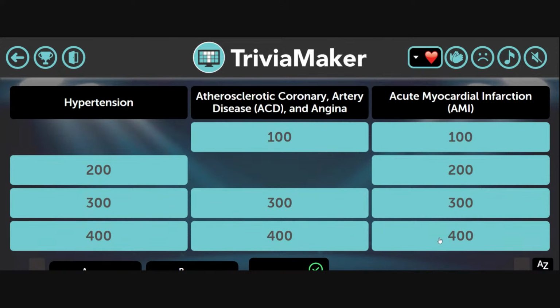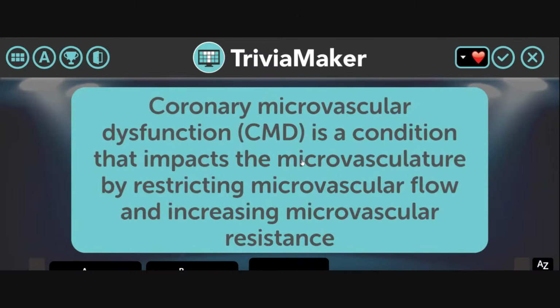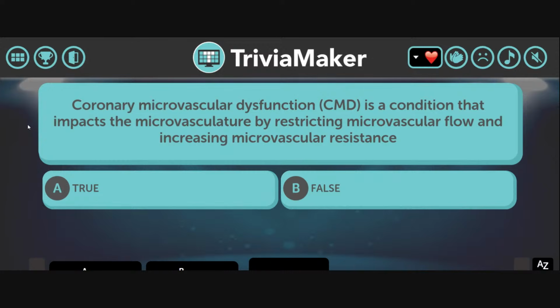Let's do a 400 for the AMI. All right. Coronary microvascular dysfunction, or CMD, is a condition that impacts the microvasculature by restricting microvascular flow and increasing microvascular resistance. So, this is kind of a little definition one. It's still going to be in your MCG manual. But what do we think, guys? Is this one true or false? CMD.